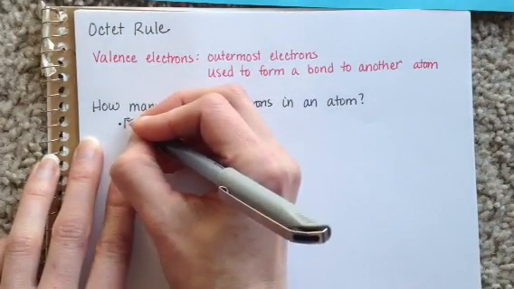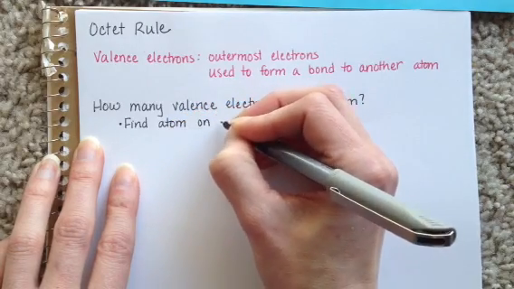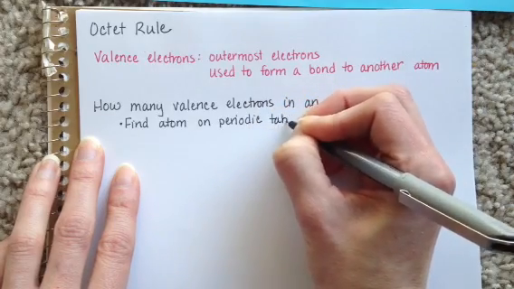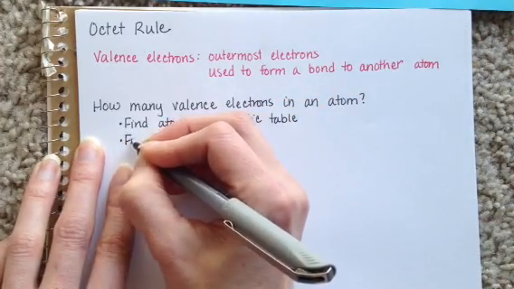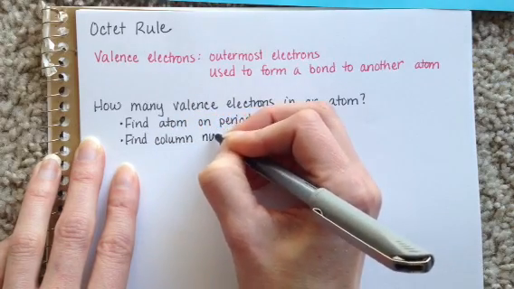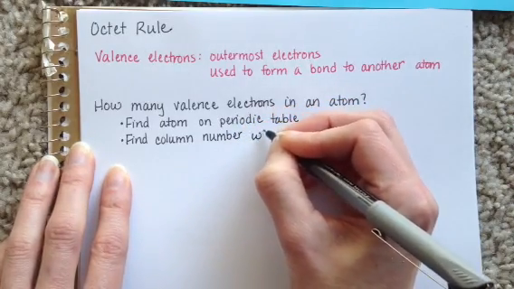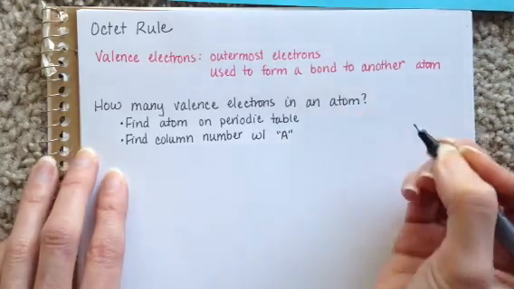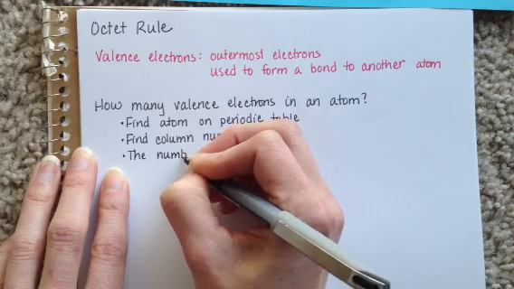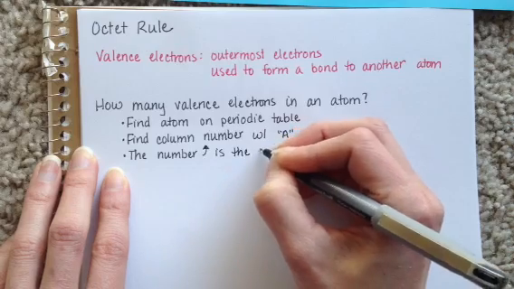So all you have to do is find the atom on the periodic table, find the column number, and all the columns actually have 2 numbers. You want to find the column number that has the letter A after it, and the column number is the number of valence electrons.